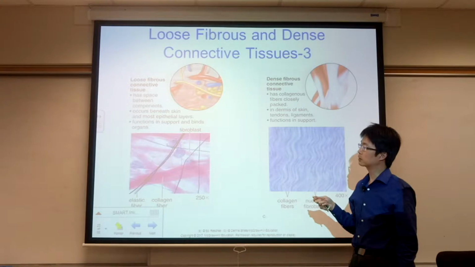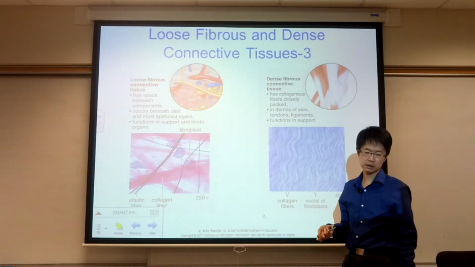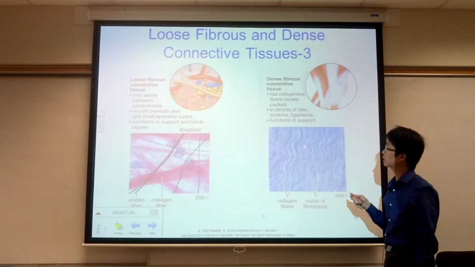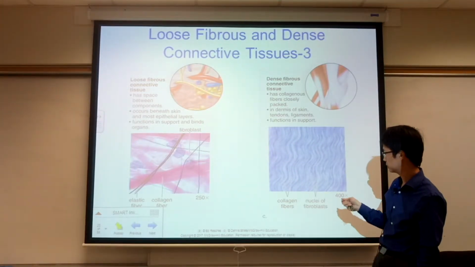So loose fibrous connective tissues, this is a picture of areolar. Areolar, the pink thick one is the collagen, and then you have this darker black one. These are the elastic fiber, and they should have reticular fiber. Maybe this one is the reticular fiber, the thinnest one is the reticular fiber. Or they cannot see it, it's too small. And then the dense fibrous connective tissue, they form the ligament and tendon. All these are the collagen fiber.